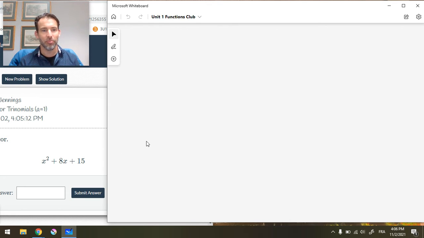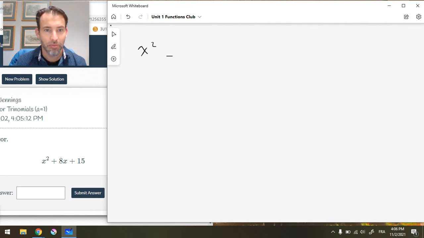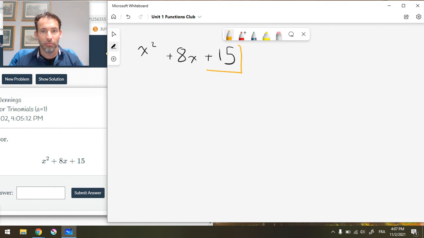So here we have x squared plus 8x plus 15. Of course, I can copy this out on a piece of scratch paper. So I would have x squared plus 8x plus 15. And then what I'm going to do to factor it is find two numbers that multiply together to give me 15. They have to multiply to that, and they have to add to give me this. So I can start by factoring 15.